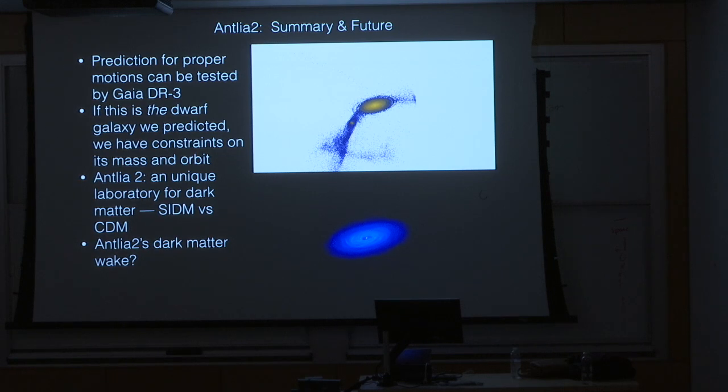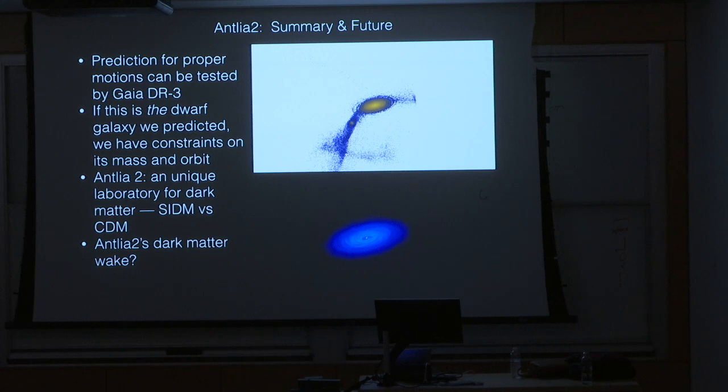Since the current measurements from Gaia do have large errors, we wanted to go ahead and make a kind of hand on the cutting board kind of prediction. So we did predict the proper motions that should be seen by Gaia DR2 if this is the dwarf galaxy that we predicted. And basically, this gives you a very narrow range in one of the proper motions, mu alpha cosine delta, if you know what that is.